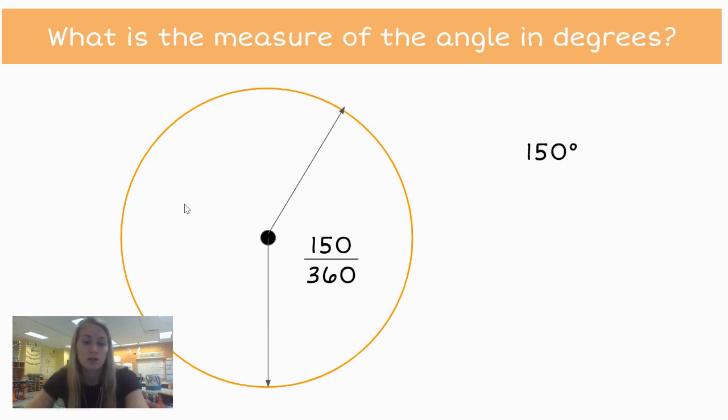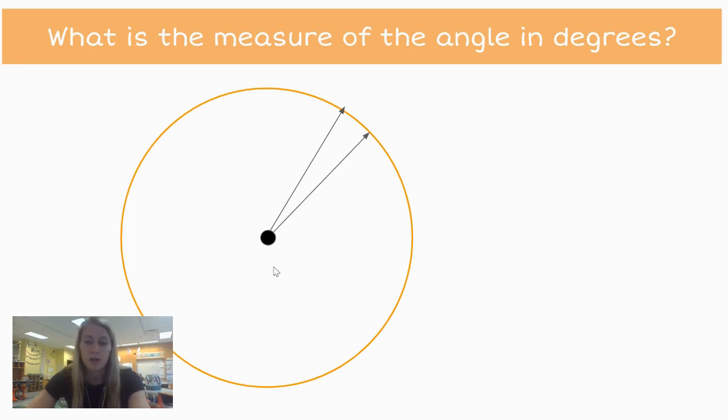Remember, the circle is 360 degrees total. This angle measures 150 degrees of that circle. Let's try it again and see if you can get it before I do. So this fractional part is 10 out of 360. So what would the measure of this angle be? If you said 10 degrees, nice job.